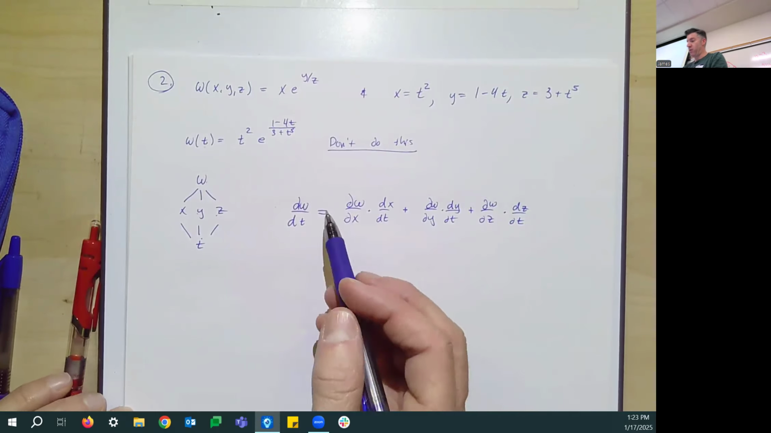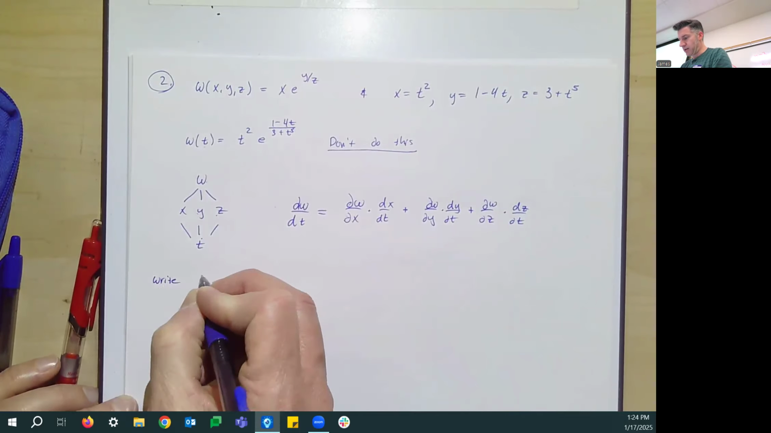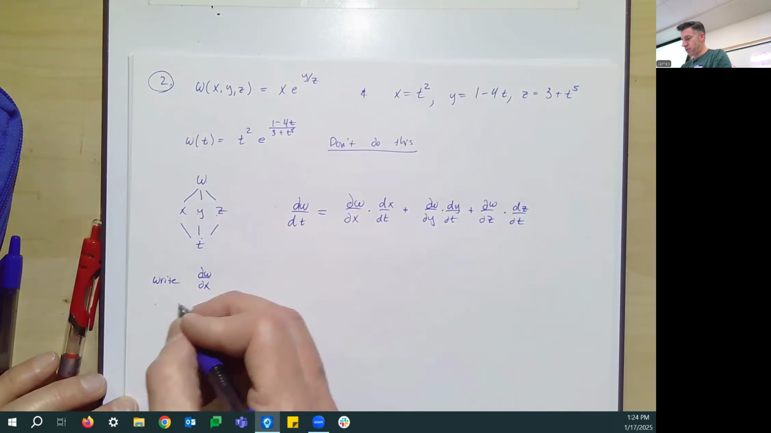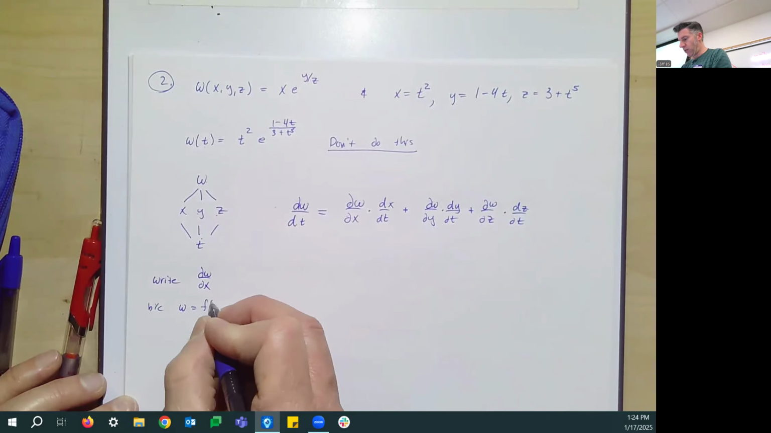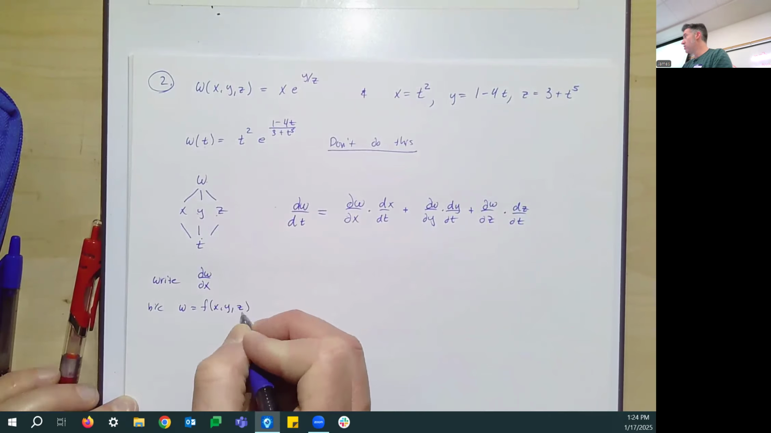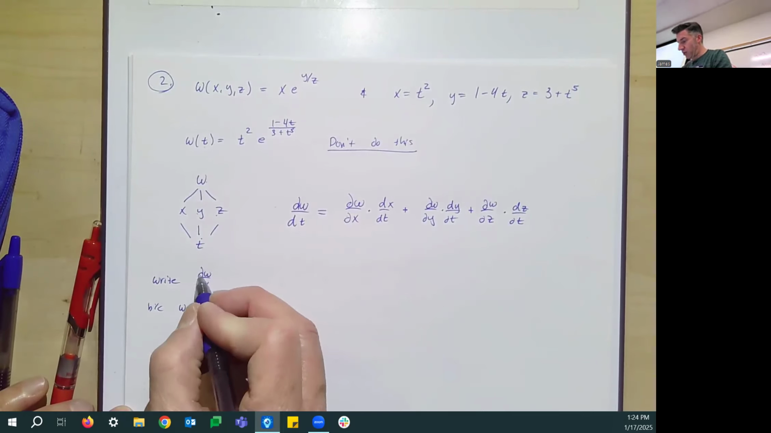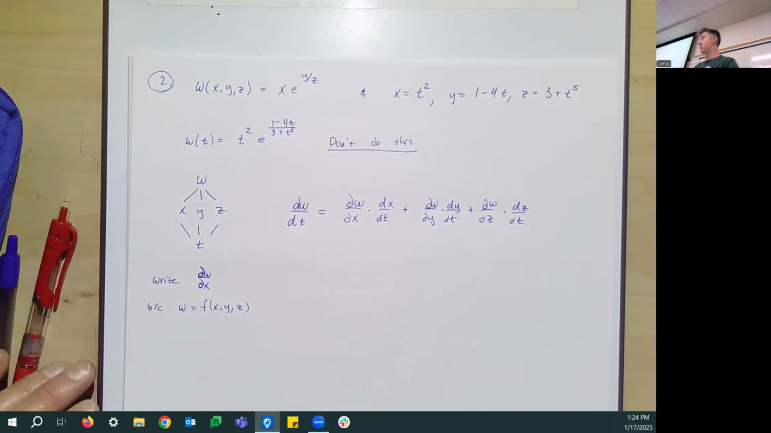So the reason we're writing del W del X is because at the first level, W is a function of X, Y, and Z. So you can't just take a direct derivative. We have to take a partial derivative because there's more than one variable in play. So that's why we're writing del, which is a curlier D, that means we have a partial derivative because there's more than one variable we could be differentiating with respect to.